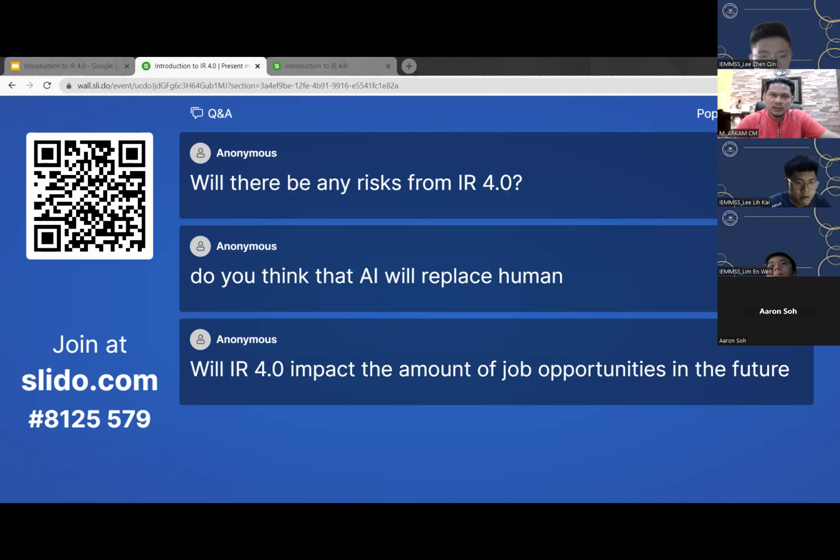It would be very uncomfortable if Google knows everything about you, but at the same time you don't know things about them. So this is the thing that you need to consider. Next, will AI replace humans?